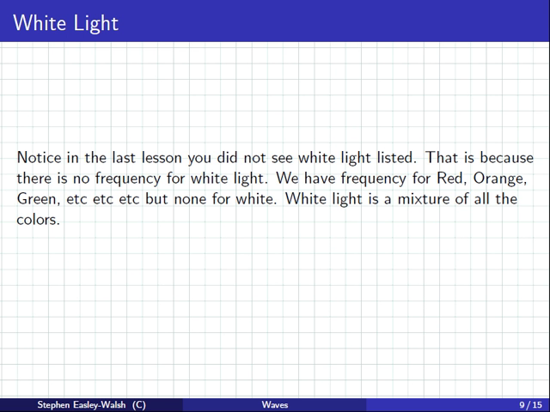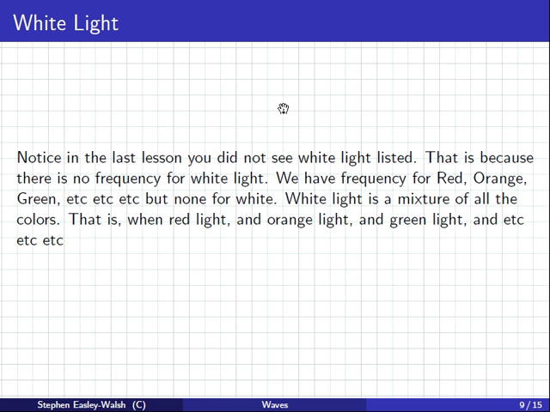It has 99.999% of the colours you might need, but technically there are 2 shades missing from the spectrum. But it's the closest thing to white light, anyways. Okay, so white light is a mixture of all the colours. That is, when red, orange, etc., are mixed together, you get white.